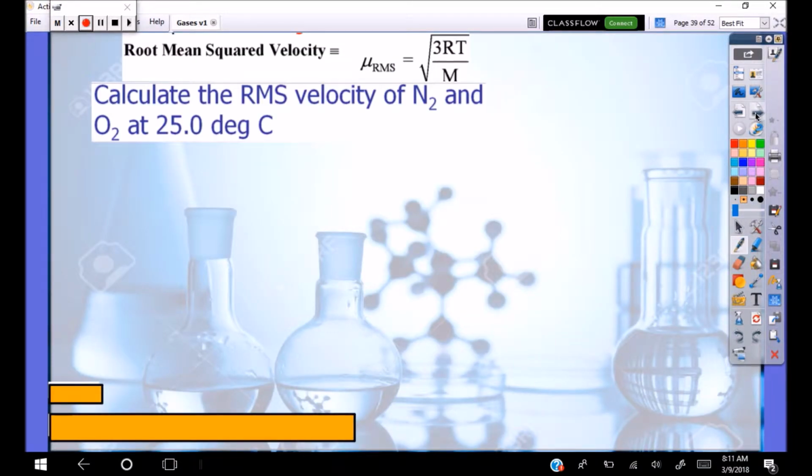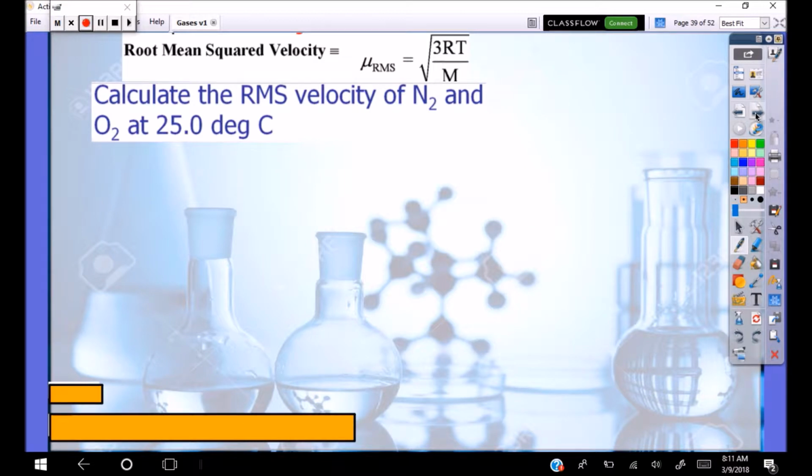So, root mean squared velocity. This is an equation you don't see very often, but sometimes it does pop up on multiple choice. They may ask you to calculate the root mean squared velocity. It's basically the average speed of particles based on mass. So if we were to calculate the root mean square velocity of nitrogen gas and oxygen gas at 25 degrees Celsius, this is the equation that we would use.